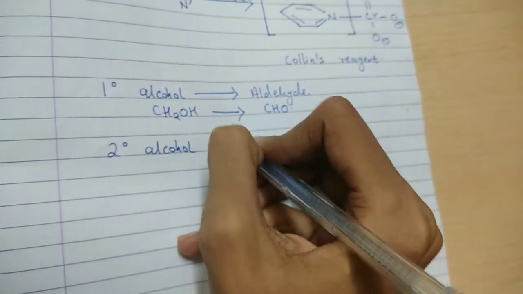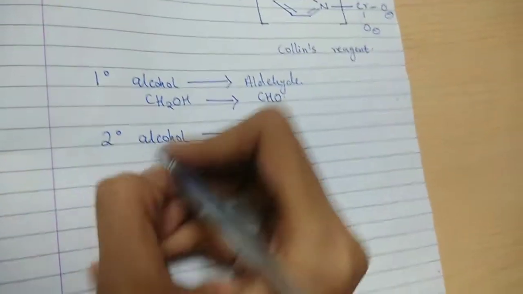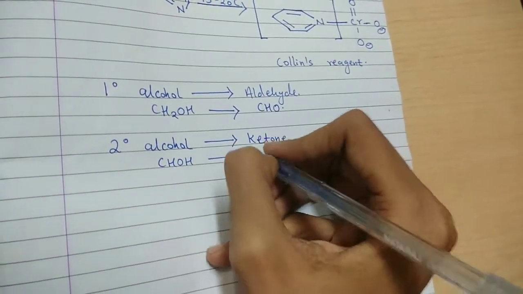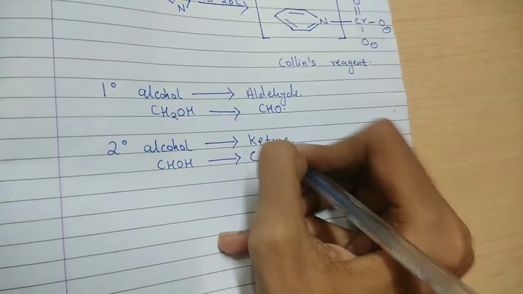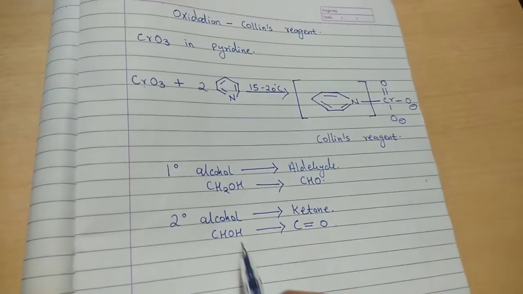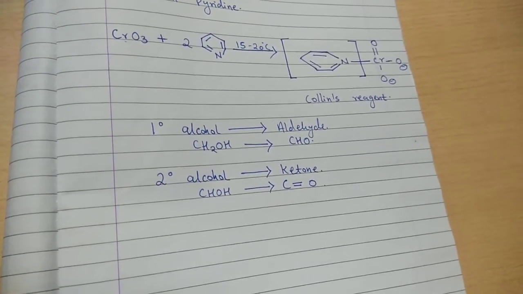And then secondary alcohol will turn into ketone. So the action of the reagent is very similar, in fact totally the same. That means nothing is changing as such. Secondary alcohol turning into ketone means CHOH will turn into C double bond O. It's just that this is a very selective oxidizing agent. So this is how it reacts.